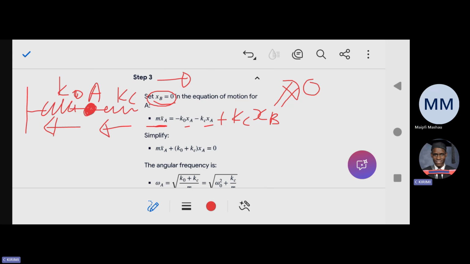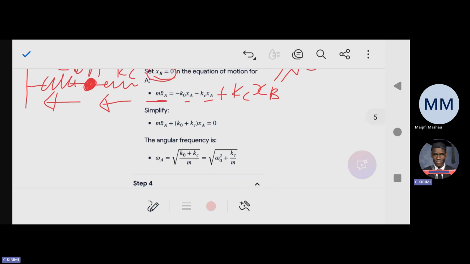Therefore, if it's not there on the equation, my final acceleration looks like this. How? You move everything to the left, like what we did. K naught x to the left, everything to the left, then it becomes positive, positive, positive. Once we are there, it's now positive, positive.